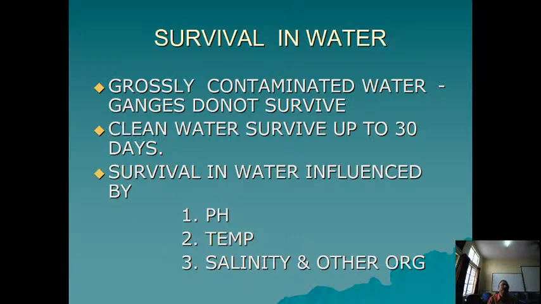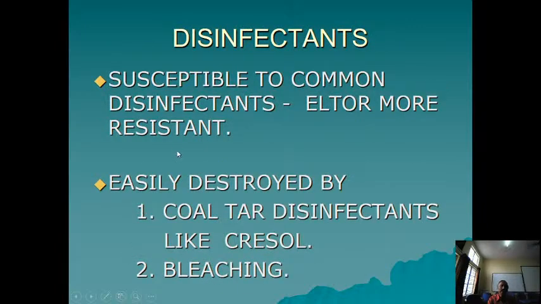Now there is another benefit of our waters becoming very polluted. In the excessively polluted Ganges, the organisms are not surviving in that water. This is one way of ensuring that cholera does not take place. In clean water, the organism survives for up to 30 days, and survival is dependent on the pH, temperature and salinity of the water. It is very susceptible to common disinfectants, such as coal tar, cresol, bleaching powder, all these things. El Tor is a little bit more resistant, but as such, disinfectants kill this bacillus.